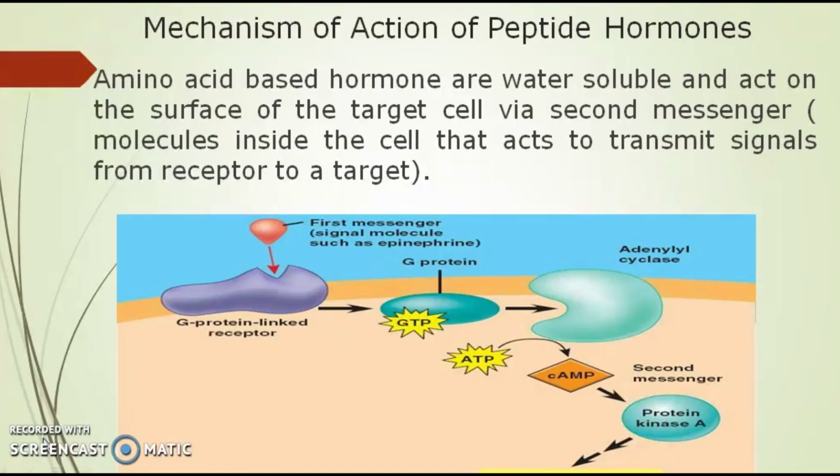Coming to the mechanism of action of peptide hormones. The receptors for the peptide hormones are present on the surface. So it acts by transmitting signals through a second messenger system. Now what are second messengers? Second messengers are molecules inside the cell that act to transmit the signals from the receptor to the target.